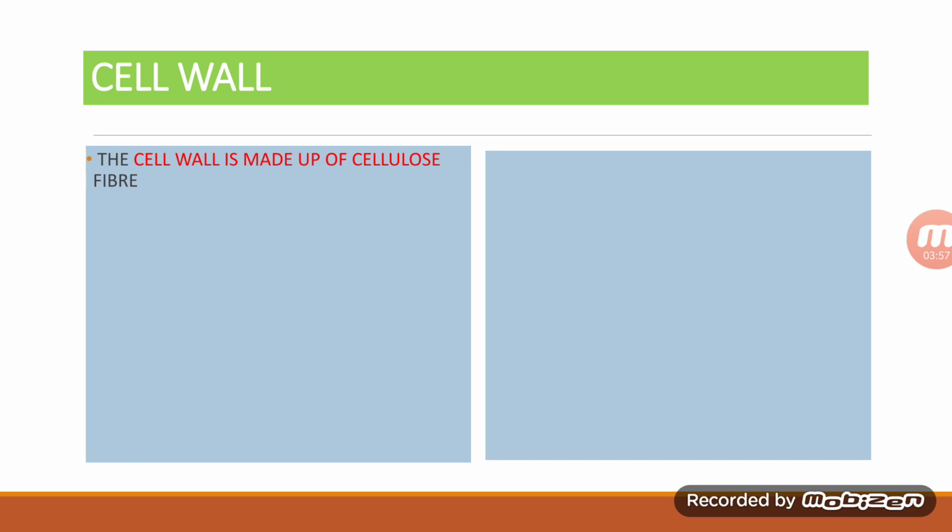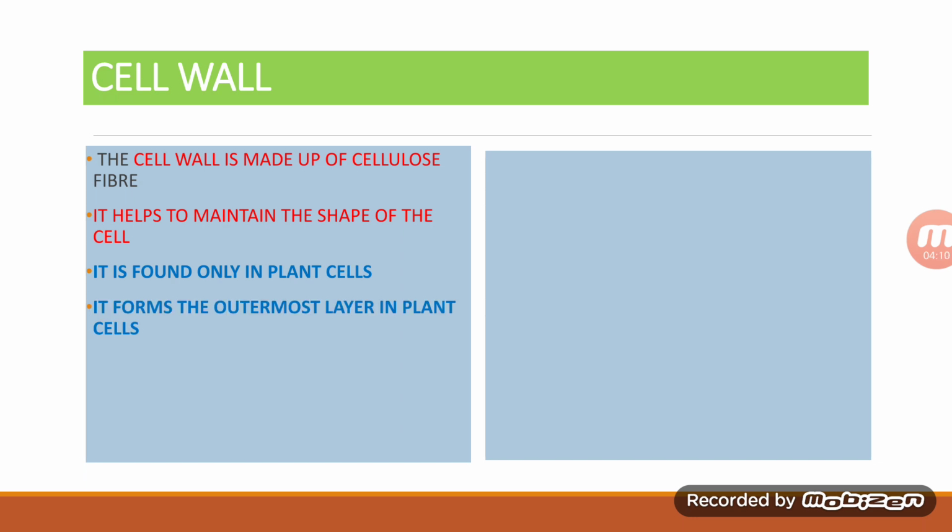Number 2, cell wall. It is made up of a material called cellulose, and it also helps to maintain the shape of a cell. It is found only in plant cells. It is not found in animal cells. It forms the outermost layer in plant cells. So if I ask you which is the outermost layer in plant cells, your answer should be cell wall, and which is the outermost layer in animal cell, your answer should be cell membrane.